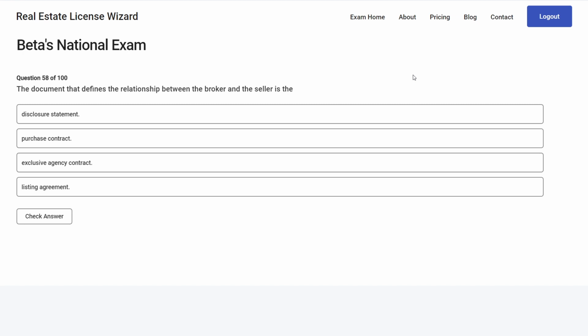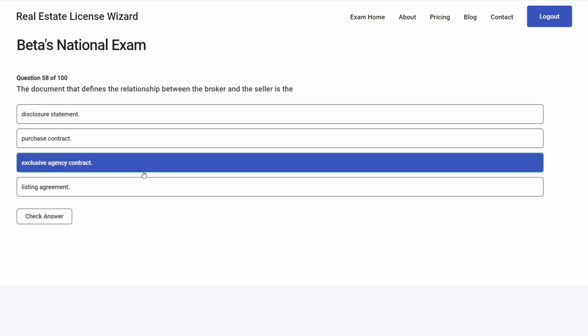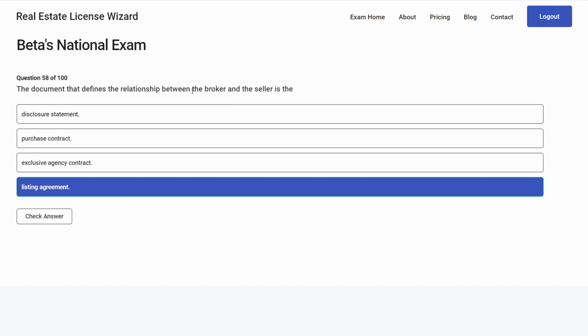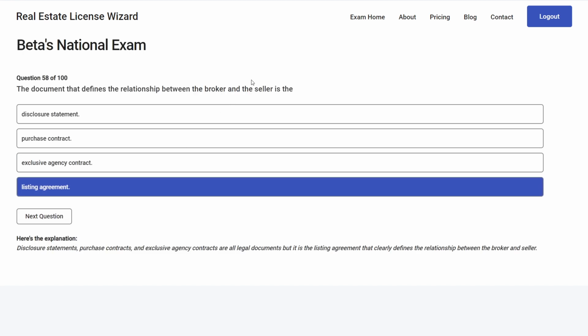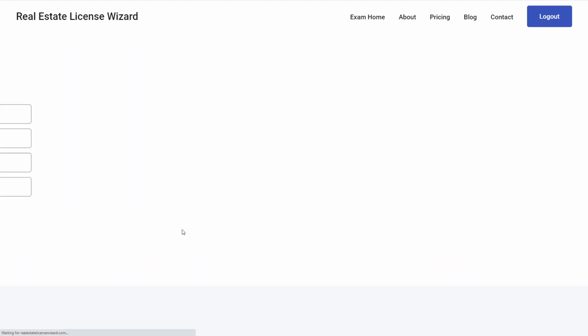Alrighty, did you guys figure it out? Correct answer for this one is the listing agreement. So again, look at this. You got to fully read these questions. The broker and the seller. So not the broker and the agent, not the seller and the buyer, it's the broker and the seller. That is the listing agreement. So these are all contracts, and they're all legal documents, but it's the listing agreement that clearly defines the relationship between the broker and the seller. So keep that in mind.